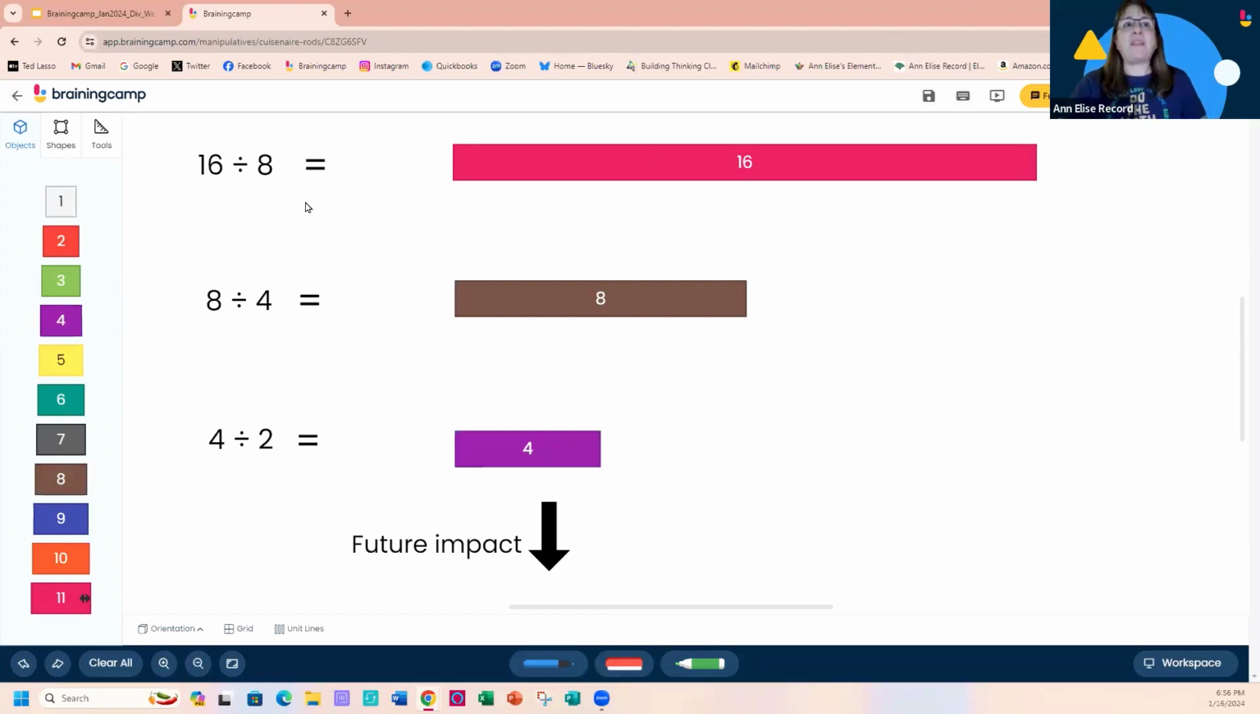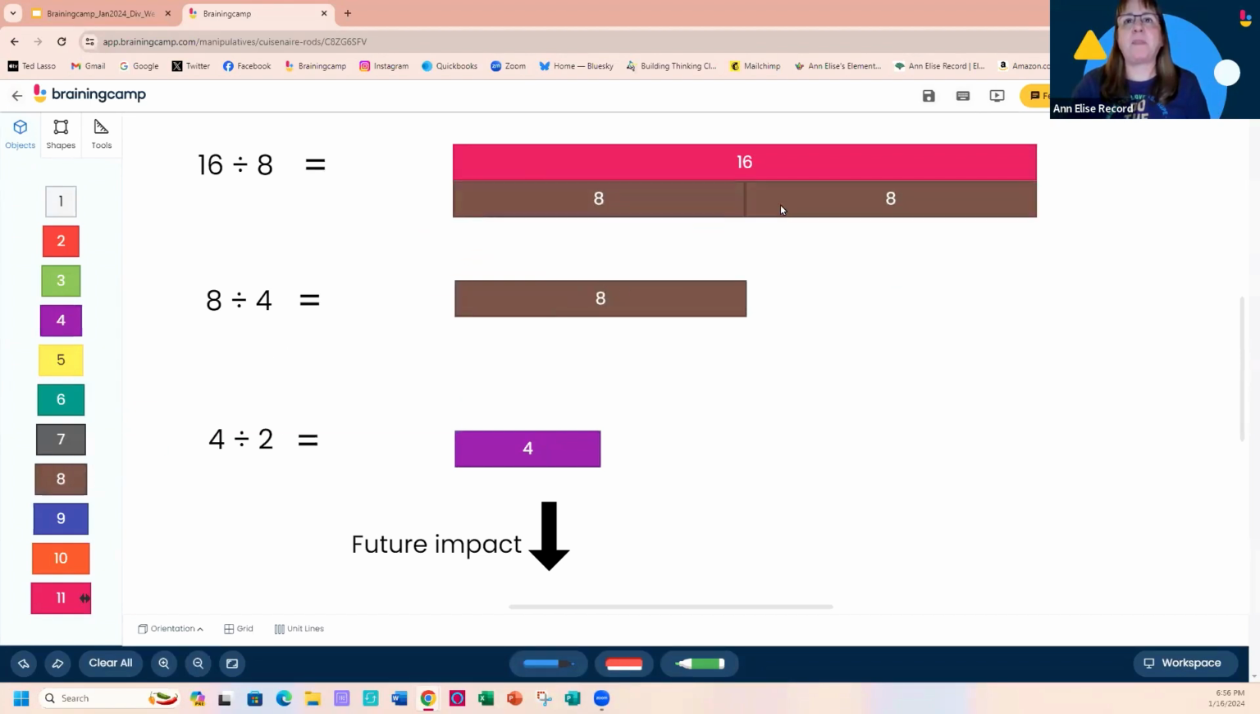And so here we have an example of a 16 divided by 8. So if I'm dividing by an 8, and I think about the quotative version of division where I know the size of the group, well, there are 2 8s in 16. 8 divided by 4, well, there are 2 4s in 8.